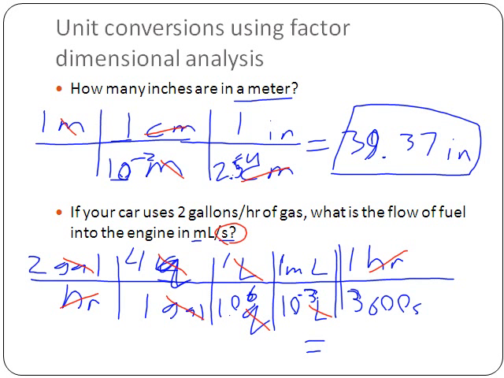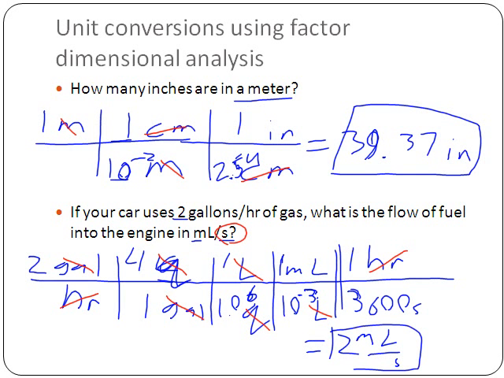Significant figure-wise, we were given a value of 2, and so that has one significant figure. Since we're only doing multiplication and division here, we look at the fewest significant figures we use to start the problem, which is 1 in this case. So we should only have 1 sig fig, and if you round 2.096 to 1 significant figure, you get just 2. So 2 milliliters per second. That's our final answer there.